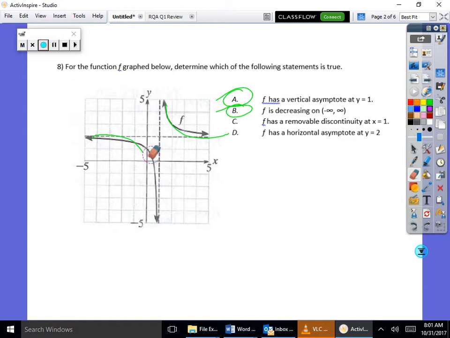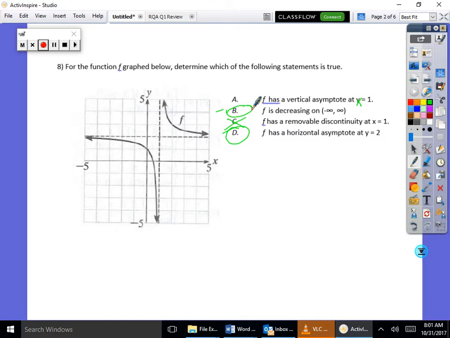Okay? Erase this. Next, has removable discontinuity. No, what is another name for removable? Hole. I don't have a hole, so that is wrong. And has a horizontal asymptote at 2. Yes. Okay, question. Oh, that is wrong, because it should be a vertical asymptote at x equals 1. Good catch. So A is actually wrong.